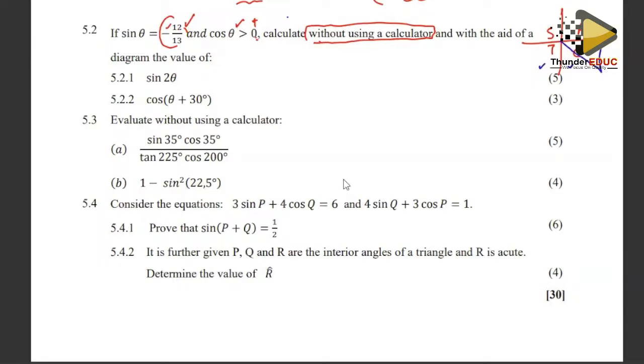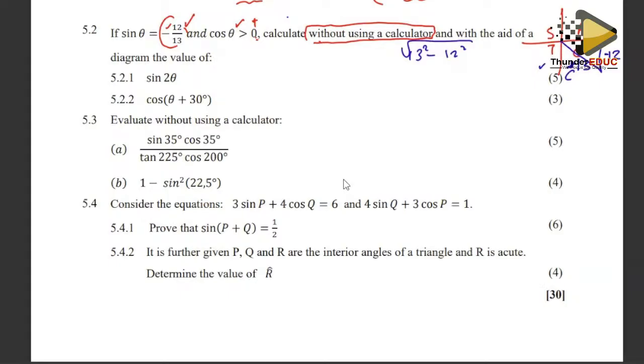Okay, they told us 12 over 13. So this is the 13. This is the 12, which is a negative. Then use your Pythagoras to find the missing side. So when we do that, it's going to be like the square root of 13 squared minus 12 squared, which gives us a 5, positive 5. So remember, the hypotenuse is always positive, cannot be negative.